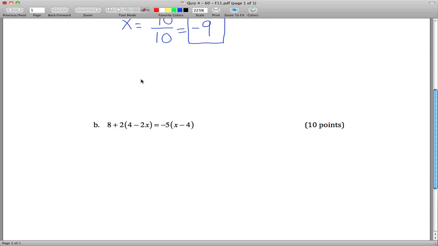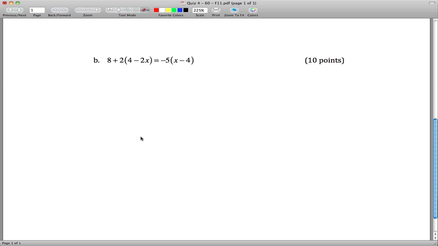Moving on to part B, we're given this equation. So this time we're going to want to add and subtract things to both sides of the equation to keep things in balance and solve for x. But before you start doing that, you'll want to get rid of these parentheses over here and over here. And the way to do that is by distributing this 2 and this negative 5.